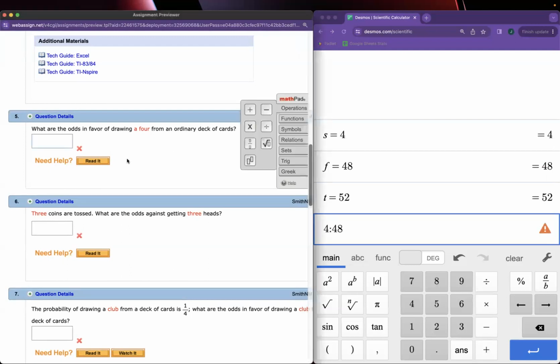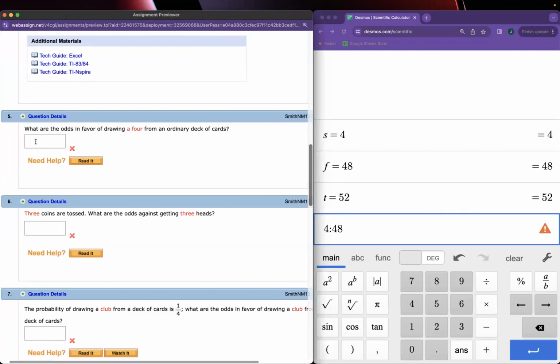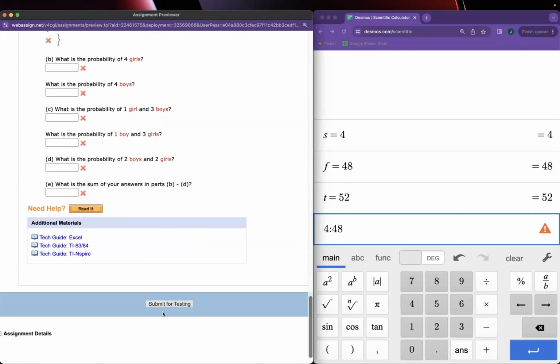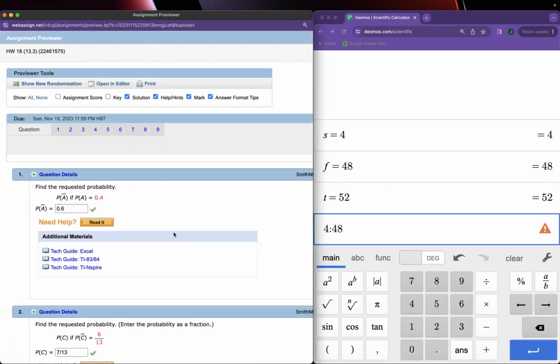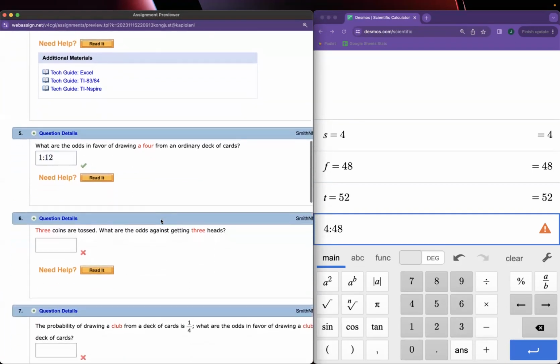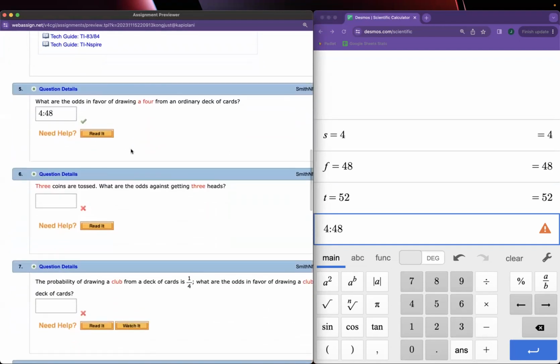Okay, I'm not sure if they accept it as the unsimplified version. I'm going to just check right now. So let's do 4 to 48 and see if they accept that. Okay, if not, we're going to reduce it. Okay, so it actually accepted it as the unreduced version. If you want to, you can reduce this. You divide both by 4. You get 1 to 12. What's that saying? It's saying for every one card that's a 4, there's 12 cards that are not 4s. Or originally we had 4 to 48. That's saying for every 4 cards that are 4s, there's 48 cards that are not 4s.